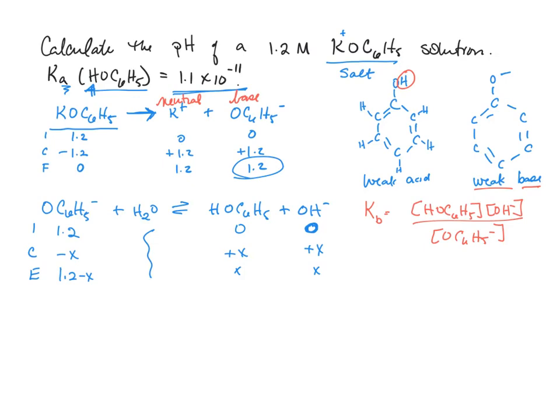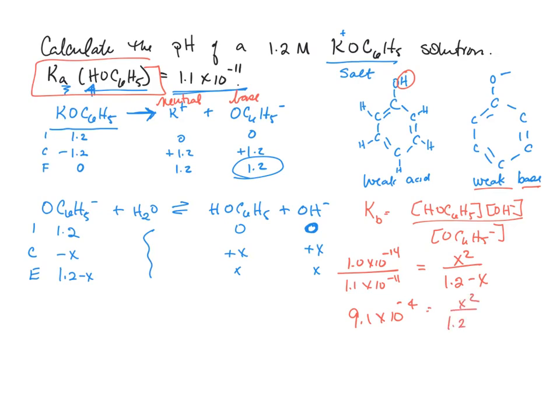But let's see, what's Kb? I didn't give you Kb, I gave you Ka. So to get Kb, we're going to take 1 times 10 to the minus 14 divided by the Ka of 1.1 times 10 to the minus 11. I will plug in from my table the values I see in the E line. Now 1 times 10 to the minus 14 divided by 1.1 times 10 to the minus 11 is 9.1 times 10 to the minus 4. Notice that's a pretty decent base Kb value. So that is equal to x squared over 1.2 minus x.